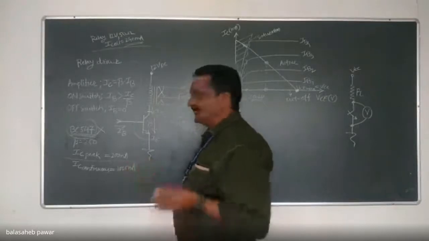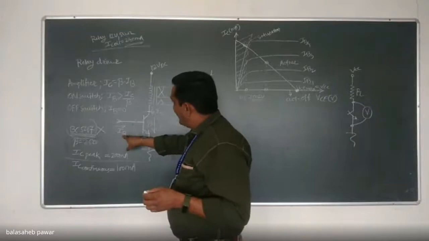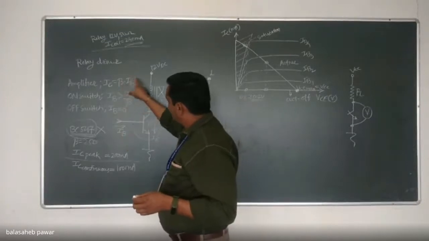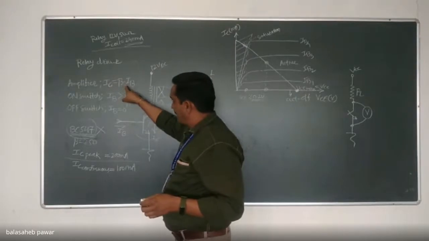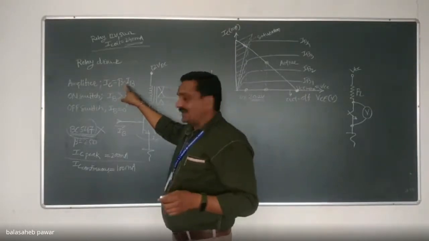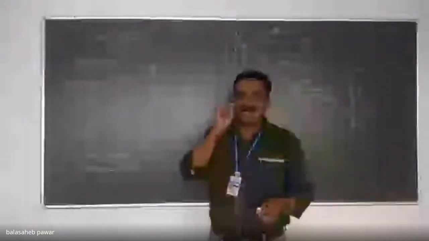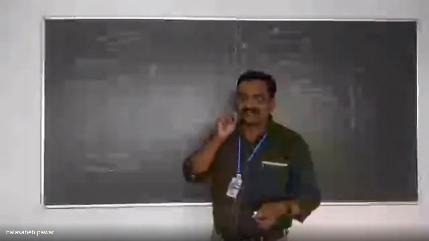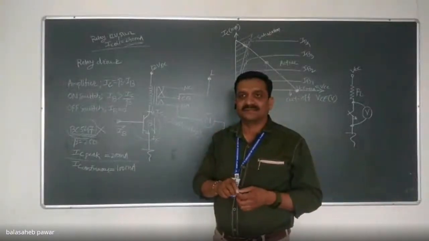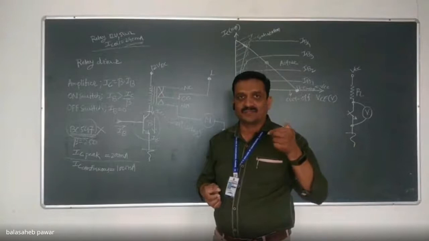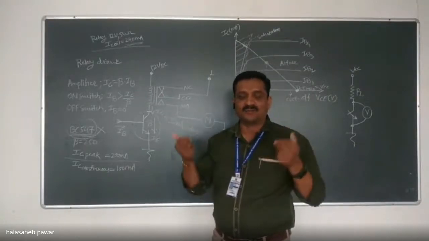Now, my another question is, if IB equals IC by beta, if I give the input current to this transistor as IB equals IC by beta, what will be the region of operation of that transistor? First condition I took, if IB equals 0, IC will be 0, that transistor will operate in the cutoff region, that means as an open switch.